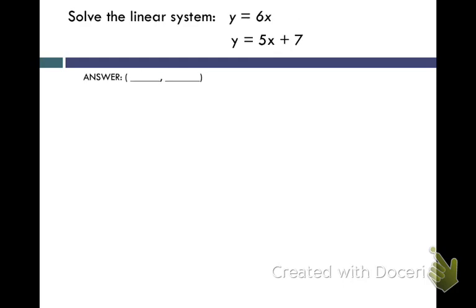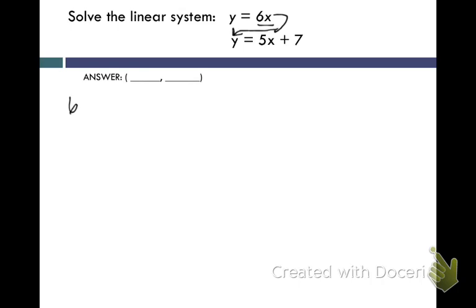All right, let's work a third example together. So we're going to solve the linear system y equals 6x and y equals 5x plus 7. So both of my equations are solved for y. I'm just going to choose the first one and take the value for y, and I'm going to substitute it into the second one.